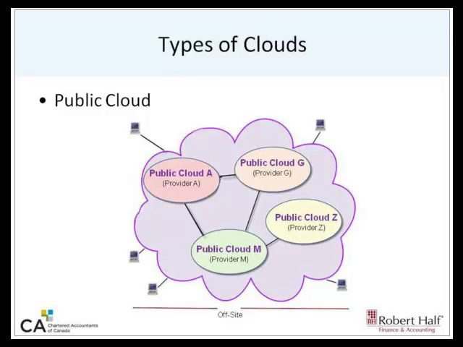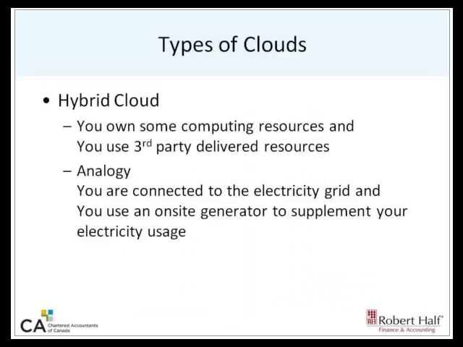So this brings us to the combo pack, the hybrid cloud. A hybrid cloud is where you own your own private cloud, and you also have the use of public clouds. For the electrical grid analogy, this is where you are plugged into the grid. However, you have to supplement your electrical needs with on-site generators. Now, as far as the analogy with electricity, don't confuse this with owning your own generator for emergency purposes.